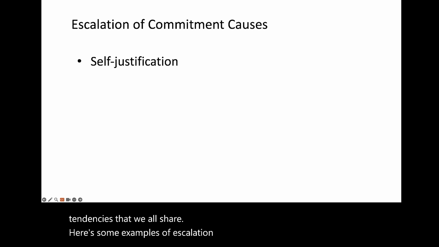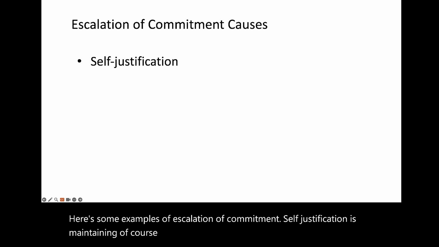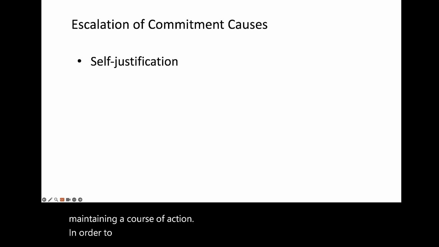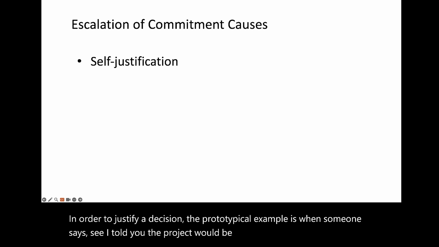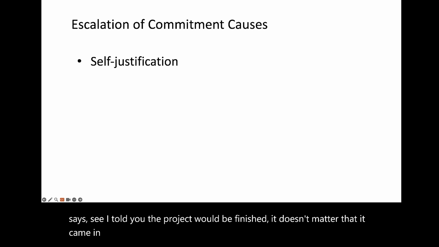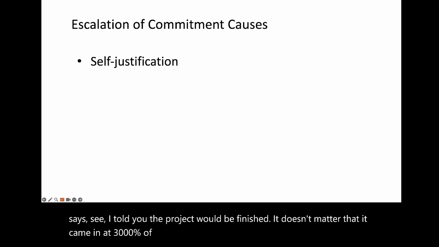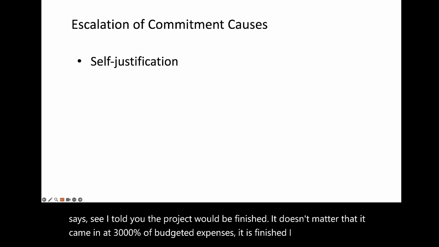Self-justification is maintaining a course of action in order to justify a decision. The prototypical example is when someone says, see, I told you the project would be finished. It doesn't matter that it came in at 3,000% of budgeted expenses. It is finished. I told you it could be finished, and that's all that matters.